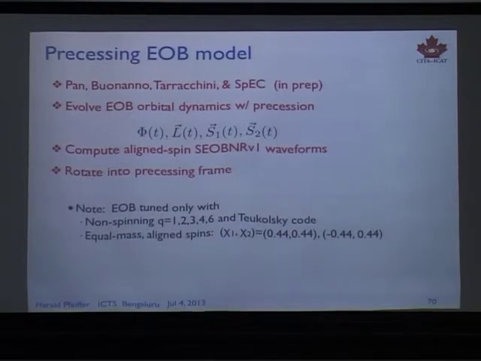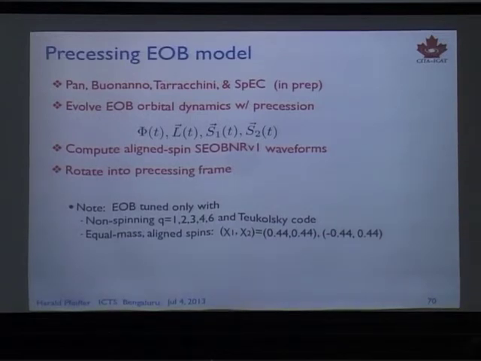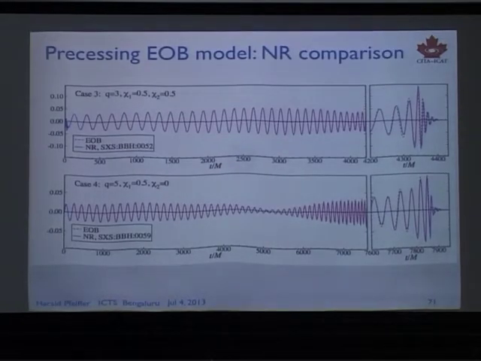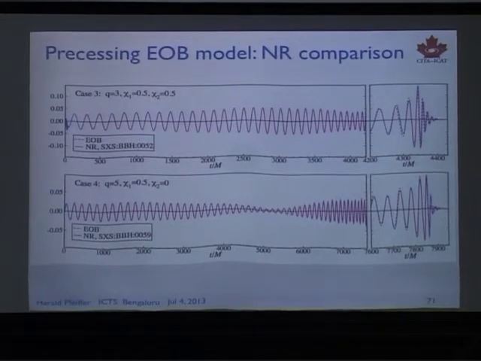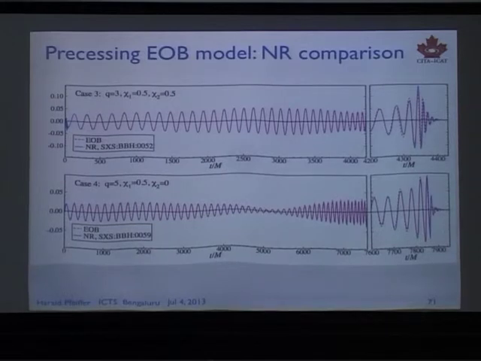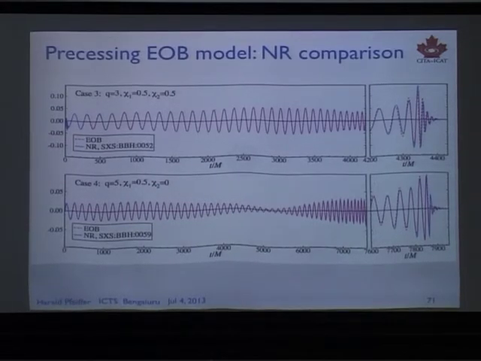And so in this model, there is no new numerical relativity tuning going on. It's still only the aligned spin tuning. But nevertheless, for the two cases that we have compared so far, the agreement is utterly remarkable between numerical relativity simulations and this new precessing EOB model.